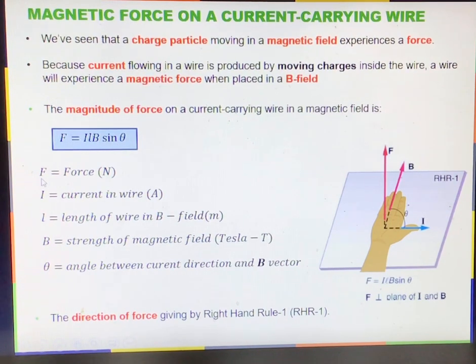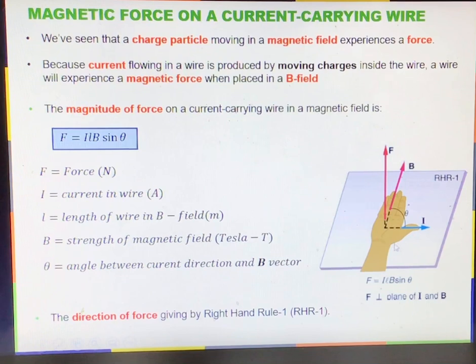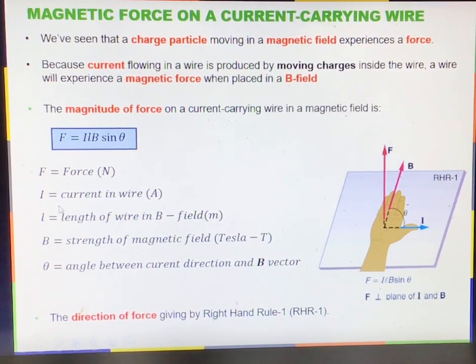So in this equation, F is the force in newtons, I is the current in the wire in amps, L is the length of the wire that is in the magnetic field, and this will be in meters. B is the strength of the magnetic field in Teslas, and theta is the angle between the current and the magnetic field vector. So again, we're going to use this equation to calculate the magnitude of the force, and then we use the right-hand rule to get the direction of the force. So if this is the direction of the current and this is the direction of the B field, then the force is going to be pointing up.